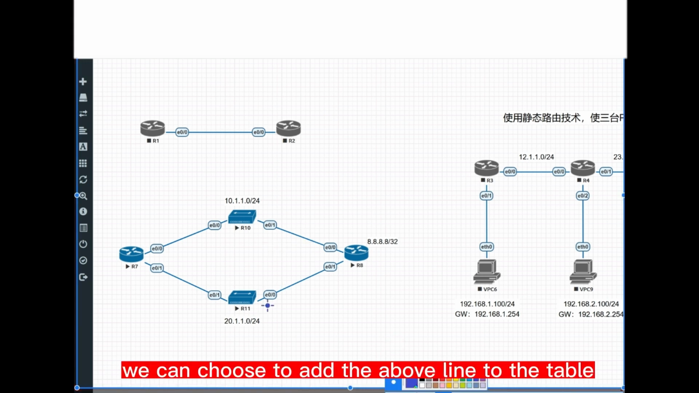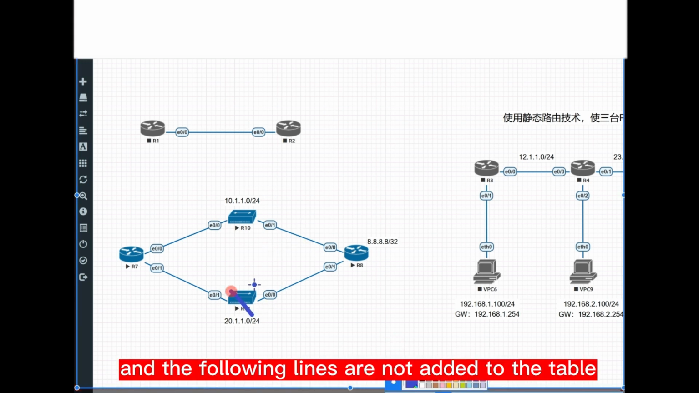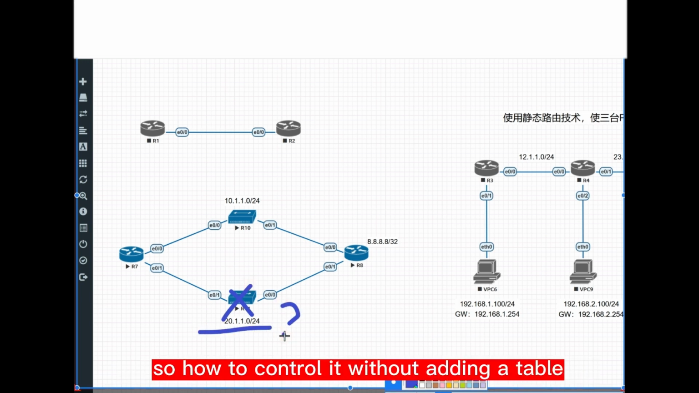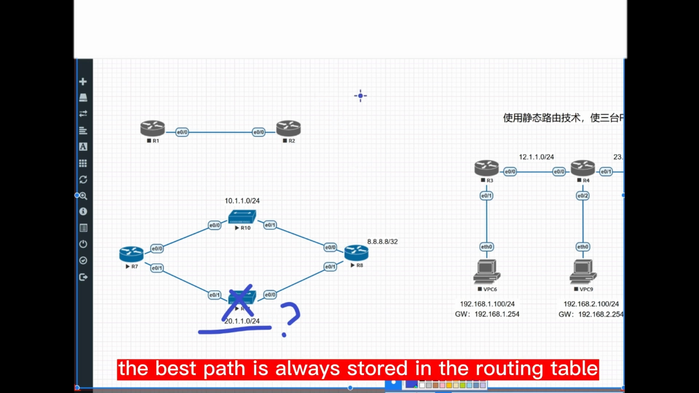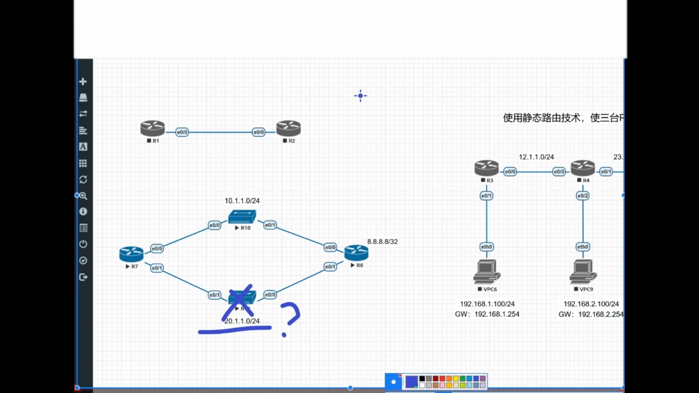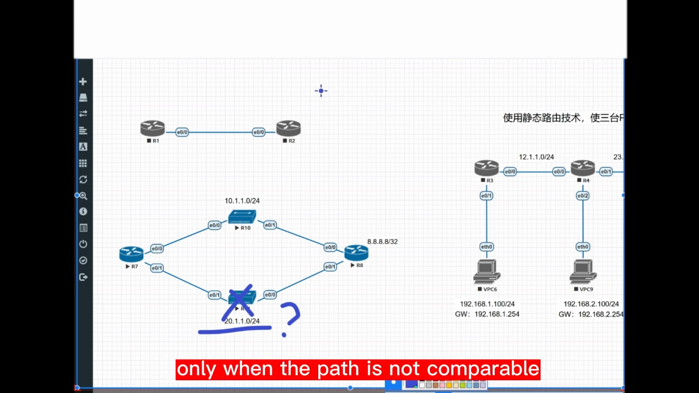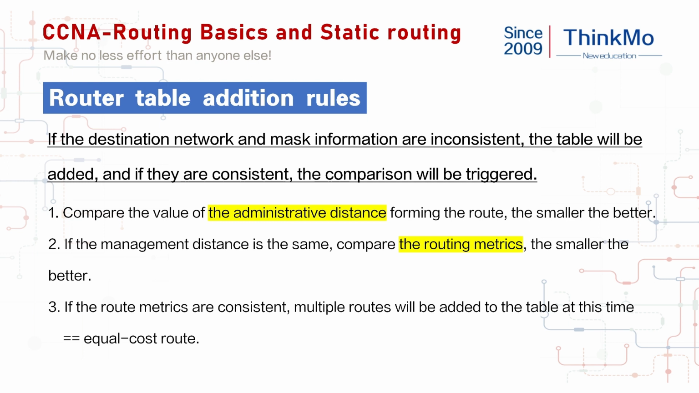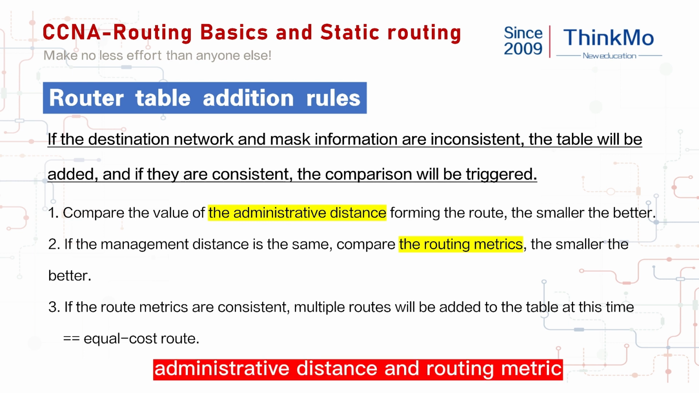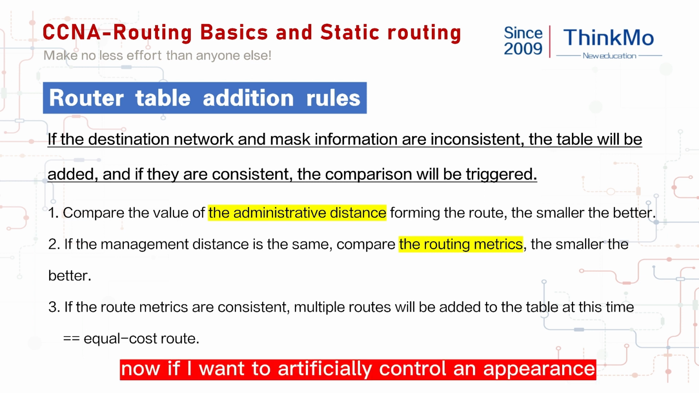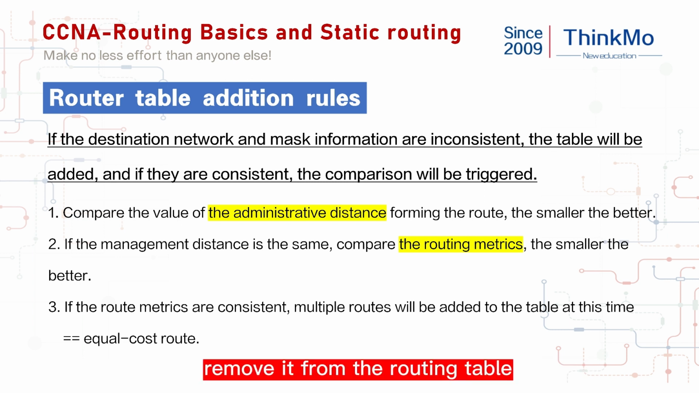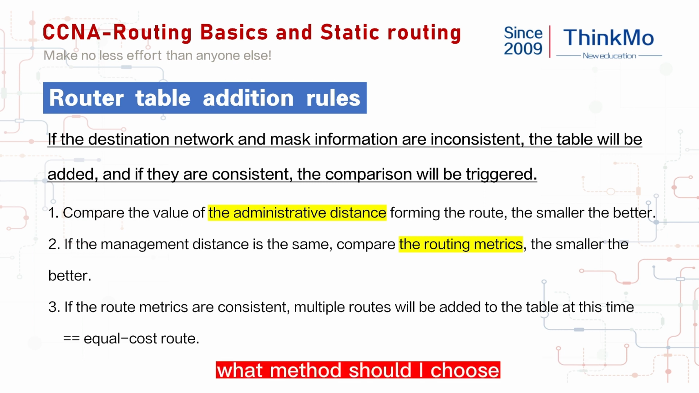We can choose to add the above line to the table, and the following line is not added to the table. So how do we control it without adding it to the table? You must remember a sentence: the best path is always stored in the routing table. Only when the paths are not comparable, like in this situation where administrative distance and routing metric are exactly the same, will we add both. Now if I want to artificially control it and remove one from the routing table, what method should I choose?